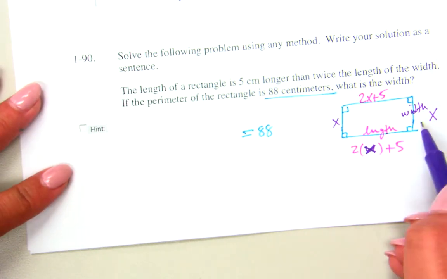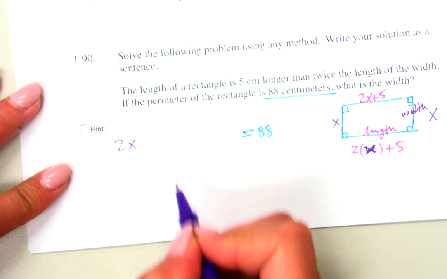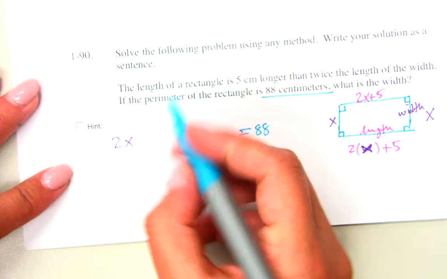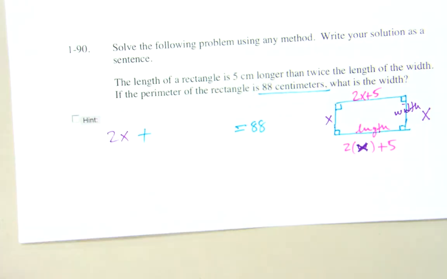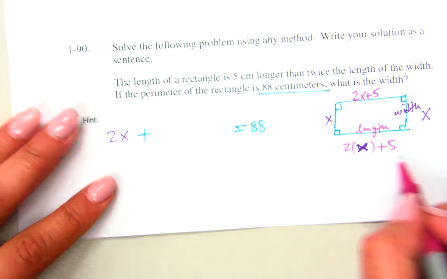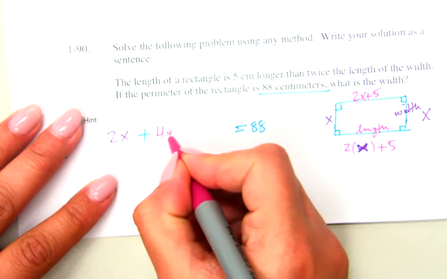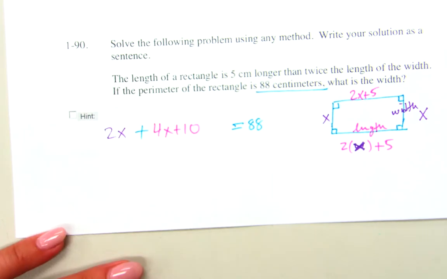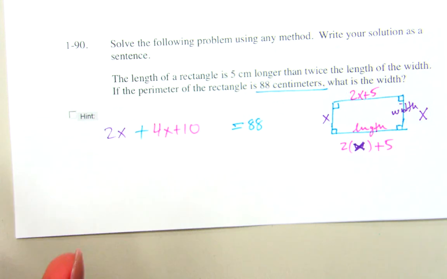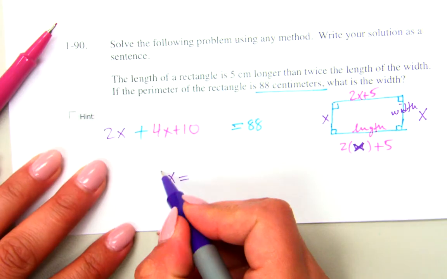So x plus x gives you 2x. That's from the 2 widths, right? Plus you have 2x plus 5 and an additional 2x plus 5. So that gives you 4x plus 10, equal to 88. Please solve that and get an answer for x. You should get x equals whatever it is, and that's going to be your width also.